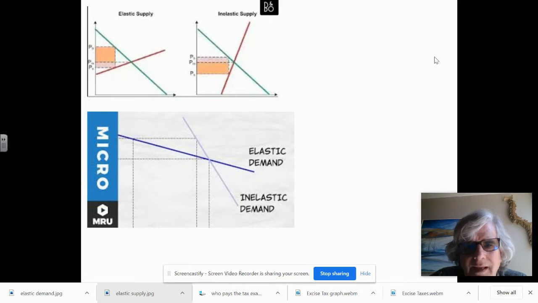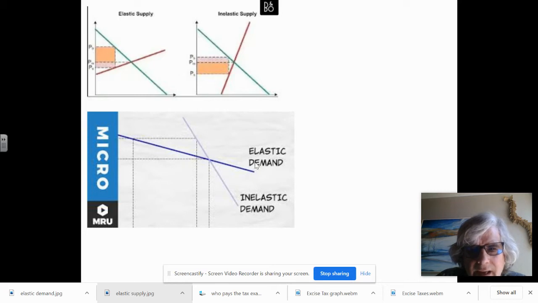Typically inelastic demand are necessities. They're things that you must have. So they could be cigarettes, they could be alcohol, which is kind of strange, but they could also be toilet paper, paper towel, toothpaste. But no matter what the price is, people will still buy them. So it's a very steep curve. So this is inelastic demand.